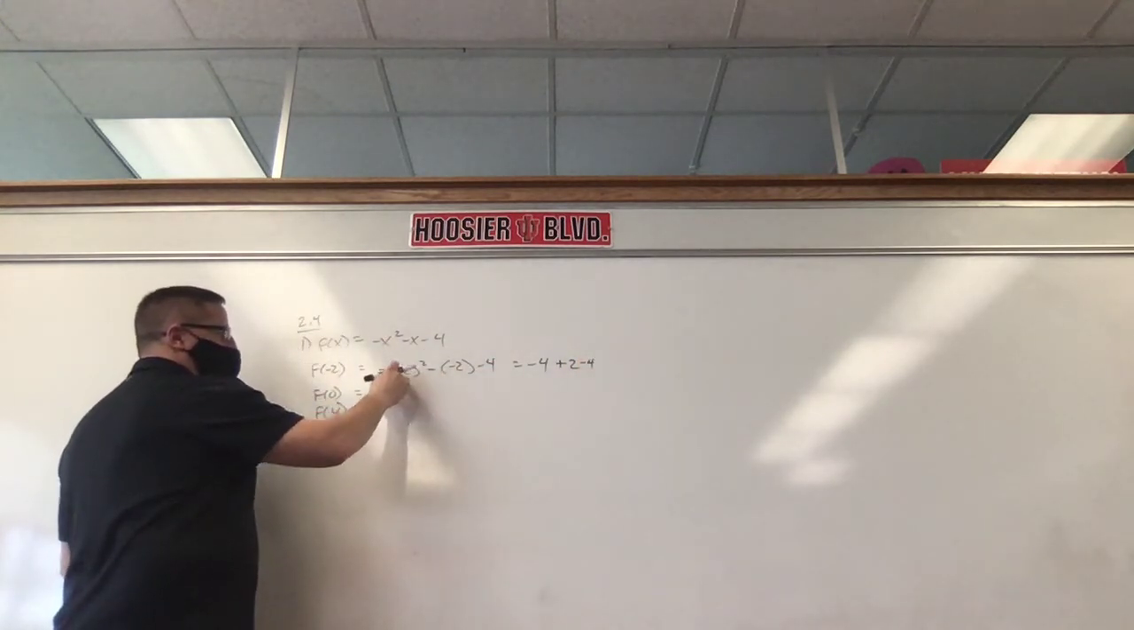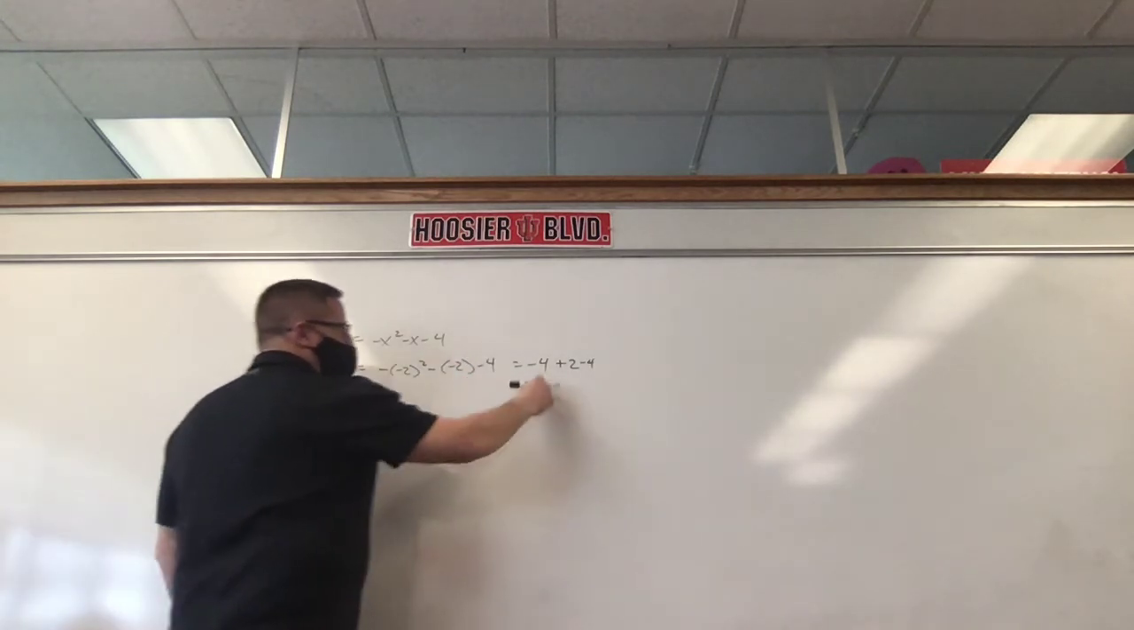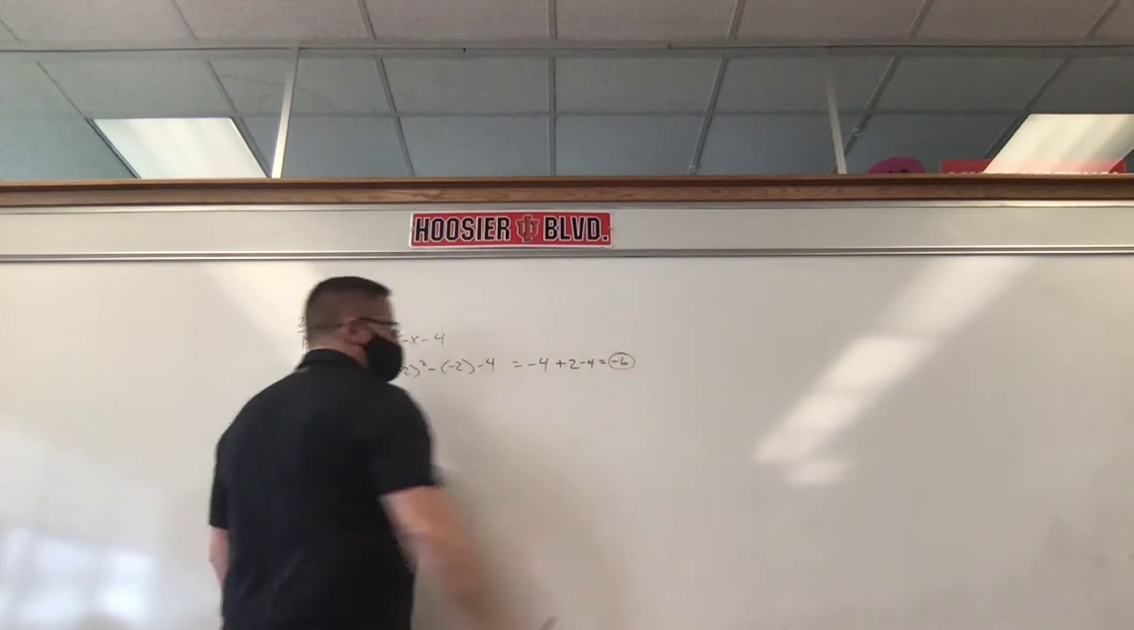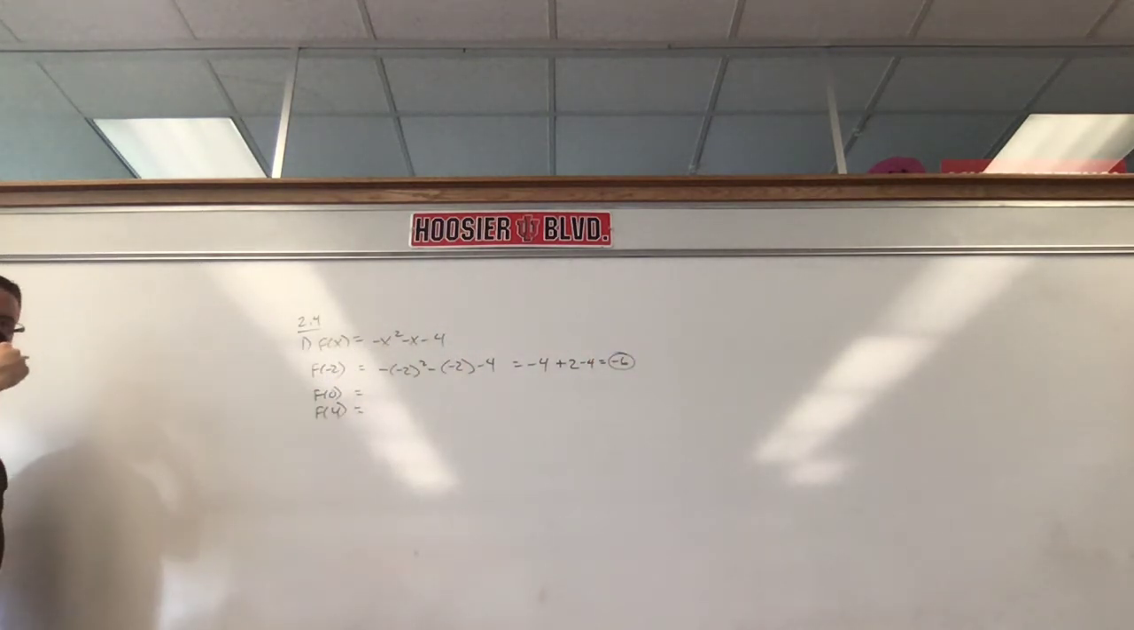So this is positive 4. That makes it negative 4. Negative 4 plus 2 minus 4. Negative 4 and positive 2 is negative 2. Negative 2 minus 4 more is negative 6. Okay, a lot of negatives in there. I mean, all we're doing is plugging in a value and simplifying it. There's a lot of negatives, though, you've got to watch.